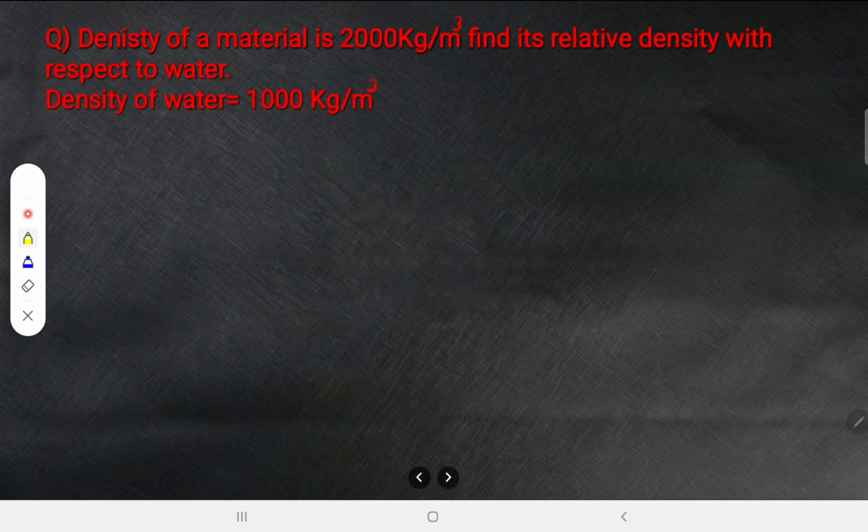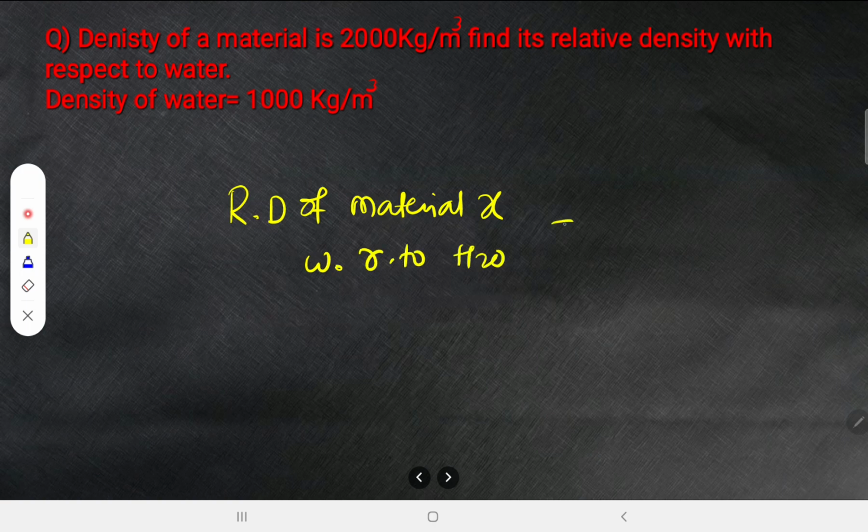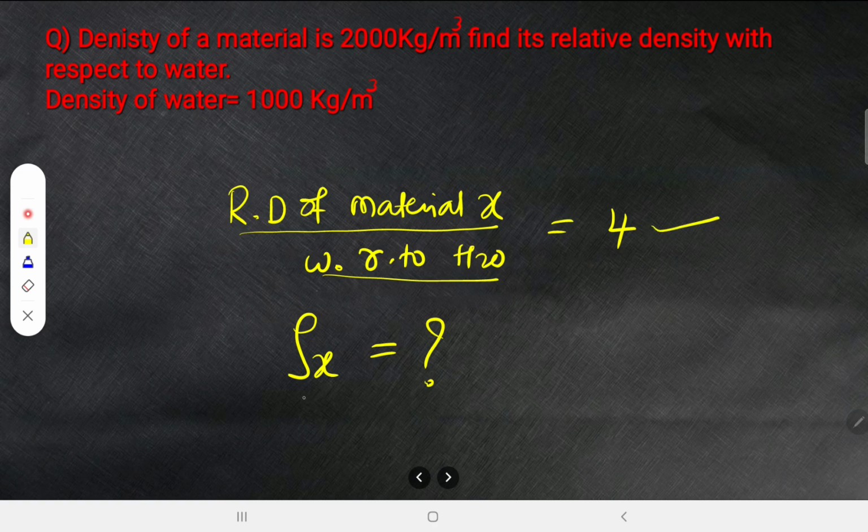Alright, let me go to the next page, and before solving this problem, let me tell you, if I say the relative density of material X with respect to water is equal to 4, and they ask you what is rho X, what is the meaning of rho X? The meaning of rho X is the absolute density of material X. Now, the relative density of material X with respect to water is 4. That means the absolute density is going to be 4 times that of water, that means 4000.